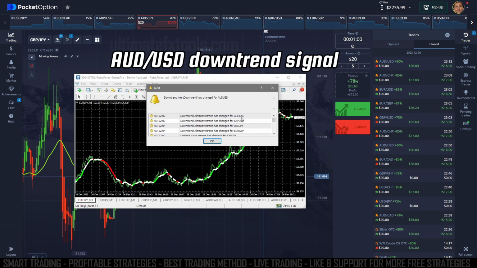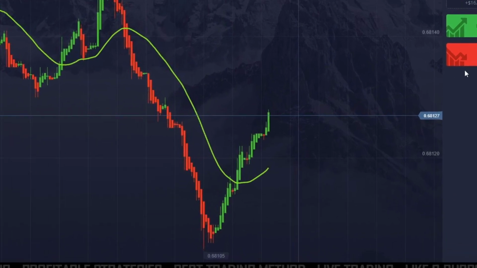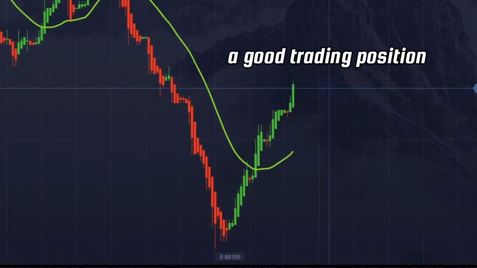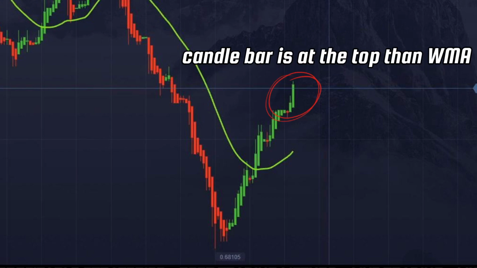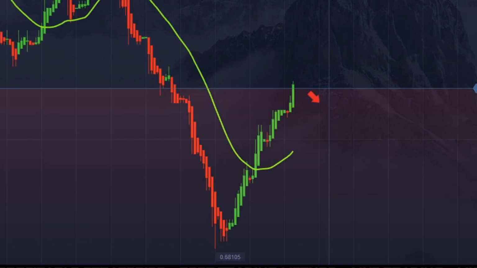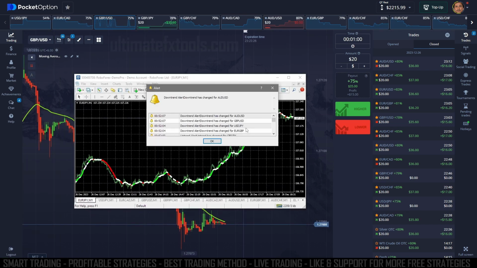We got AUD/USD, a down alert. As we can see, a good trading position here to go for lower. Since our candle bar is higher than the moving average, let's trade lower on this. We will wait for these 2 open positions to finish, and let's wait for another signal to pop up.